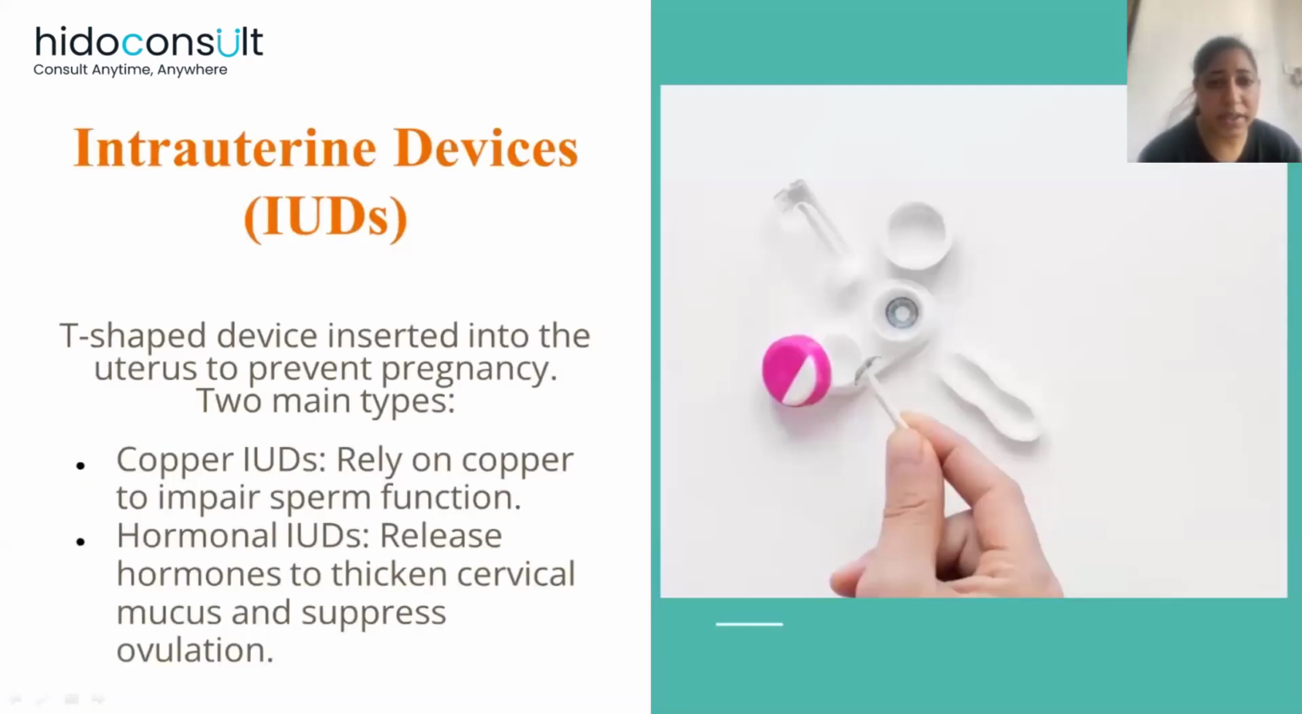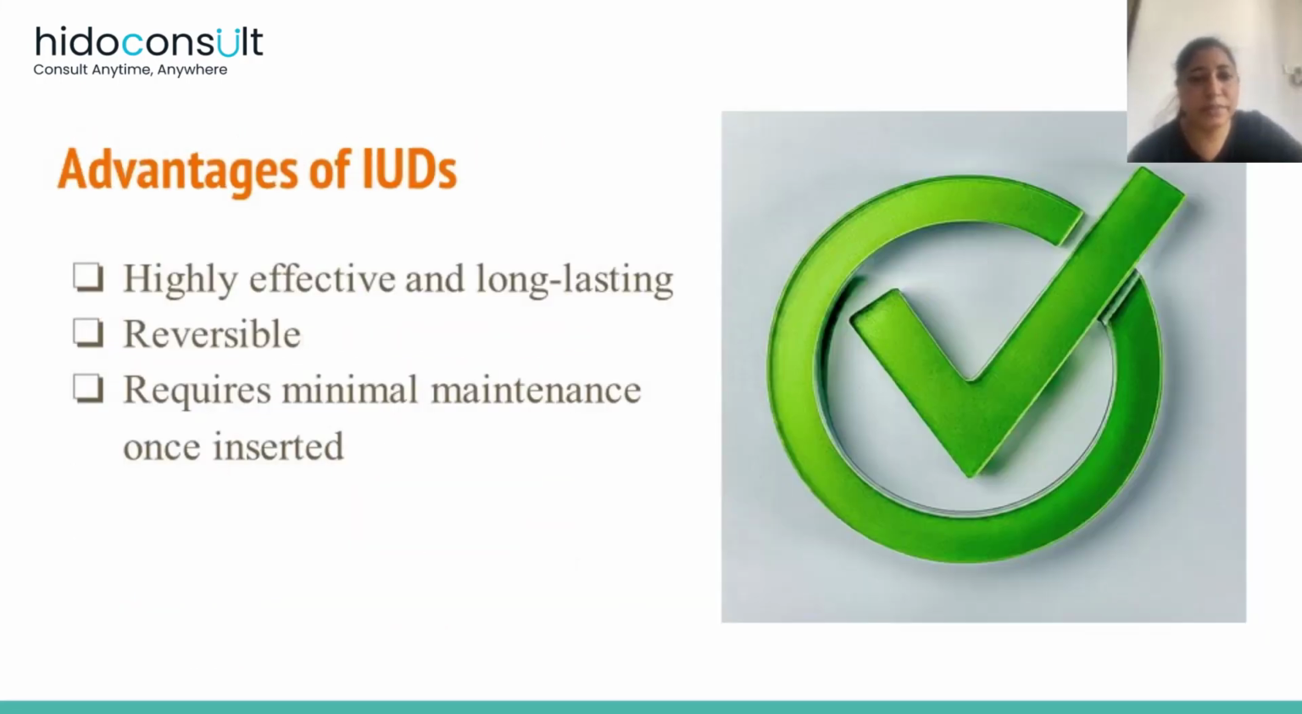Coming to the intrauterine device, it is a T-shaped device inserted into the uterus to prevent pregnancy. There are two main types. The first one is copper IUDs and the second one is hormonal IUDs. Copper IUDs rely on copper to impair sperm function, and hormonal IUDs release hormones to thicken the cervical mucus and suppress ovulation. Advantages of IUDs are that they are highly effective and long-lasting. They are reversible and require minimal maintenance once inserted.